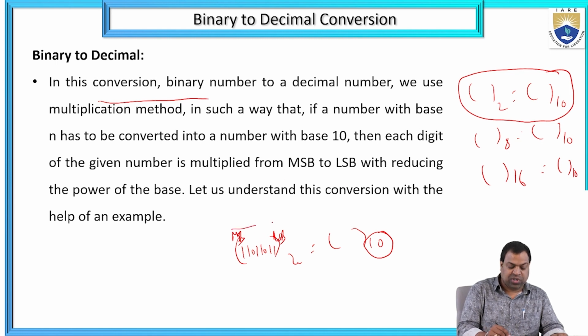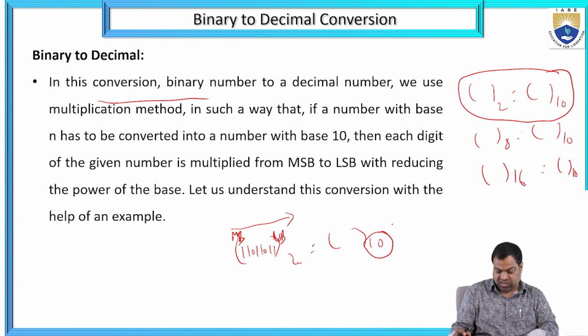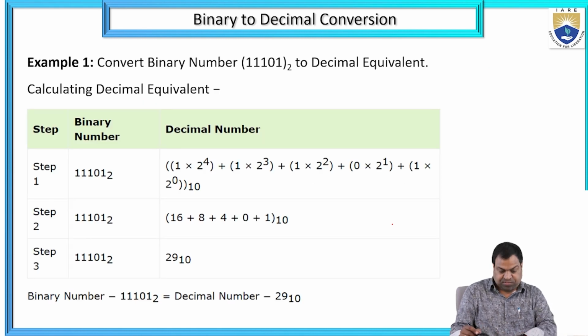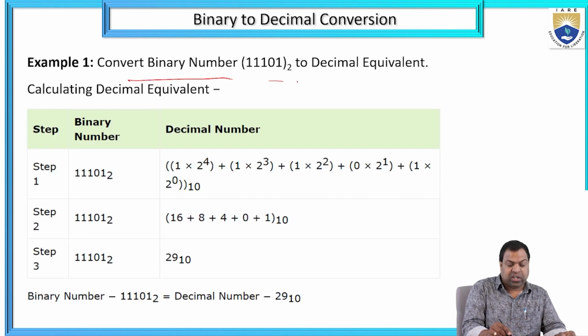MSB to LSB we are multiplying, and reducing the power of the base. MSB means most significant value, so that is r power n, r power n minus 1, r power n minus 2, and so on, r power 1, like this. We can convert with the help of an example. Convert the binary number 11101 base 2 to its decimal equivalent.